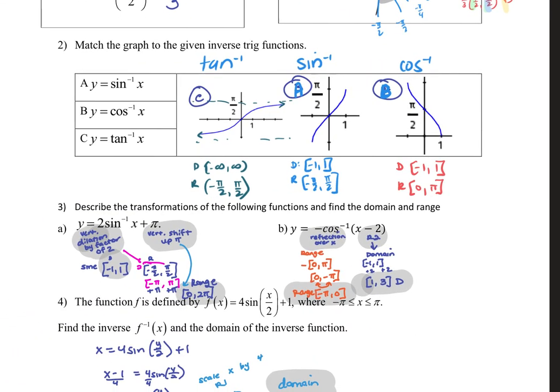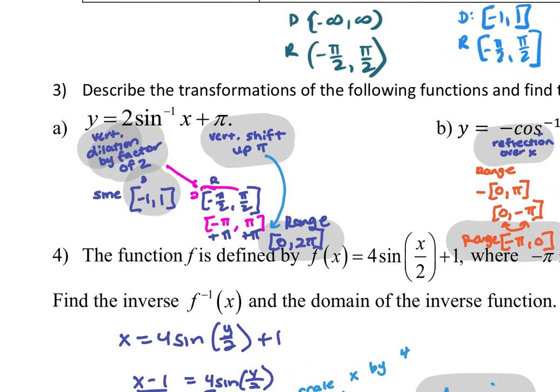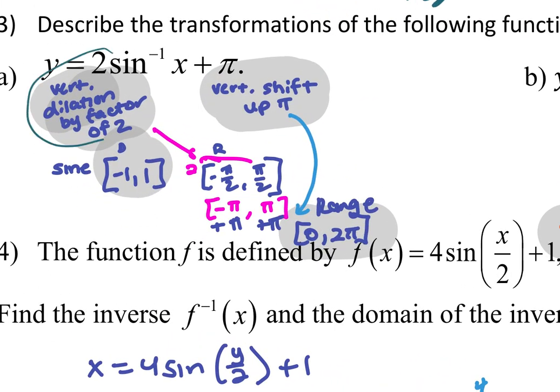So now if you understand those things, then after you do the transformations on something like 3a and 3b, now you can alter your domain and range. So on A, the 2 on the front is a vertical dilation by a factor of 2. And a vertical dilation is going to impact your range because it impacts your y's. And you would take your range and you would multiply it times 2. Then the pi is a vertical shift up, it again impacts your range because it's a vertical shift.